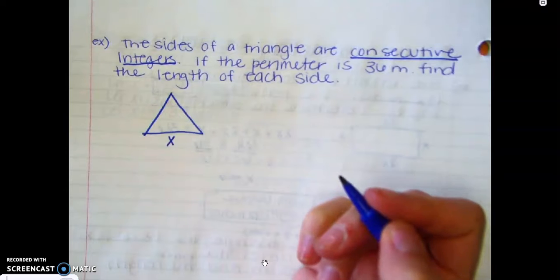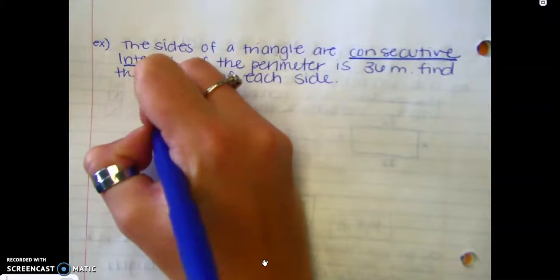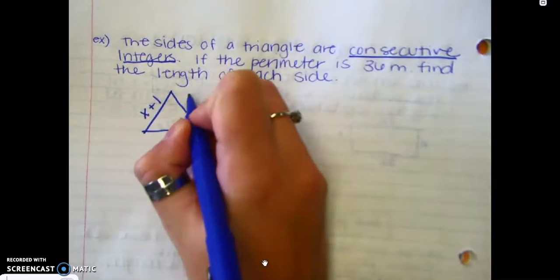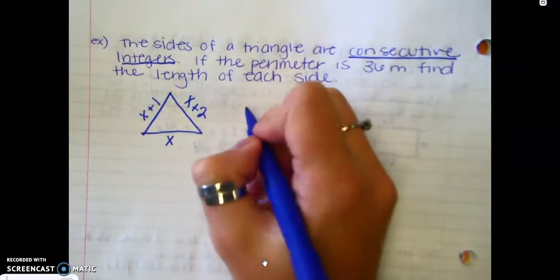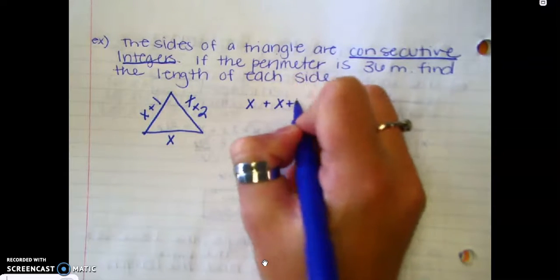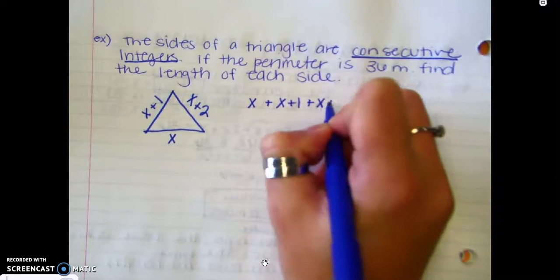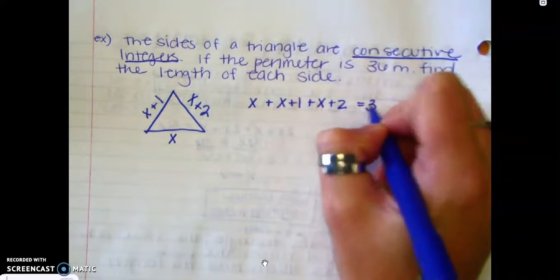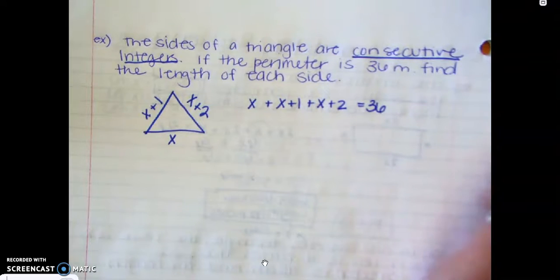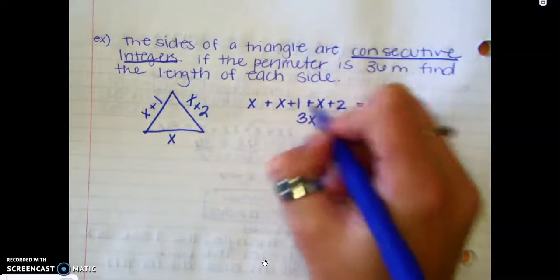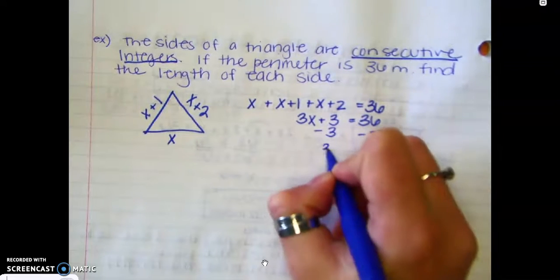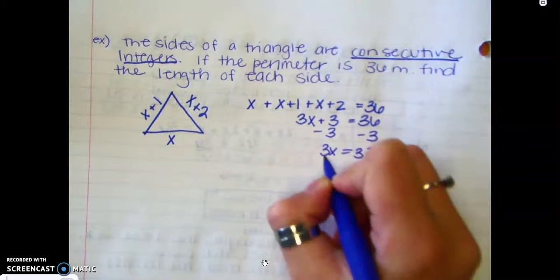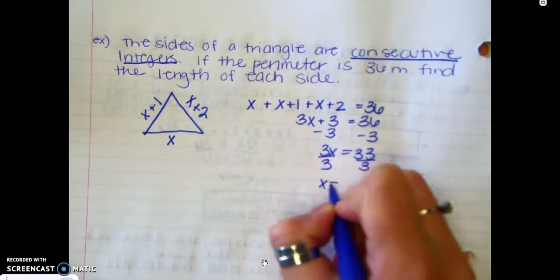I'm going to start there. For my next consecutive integer, I have to add 1 to get the next one, and then I have to add 2 to get to the next one. Now I have all the sides of my triangle, and to find the perimeter, I add them up. That's one side, that's 2 sides, that's 3 sides. I know that the perimeter is 36, so now I can figure out what the x value is. I have 3x plus 3. I can subtract and get 3x equals 33. Divide by 3. I get x equals 11.